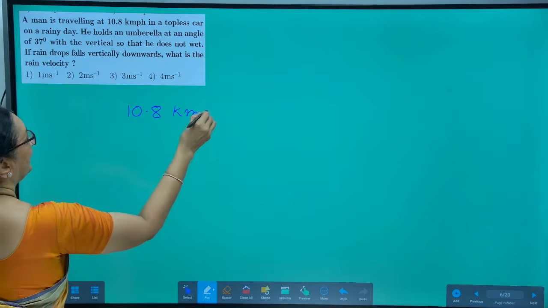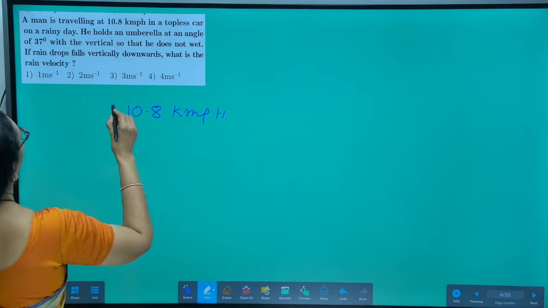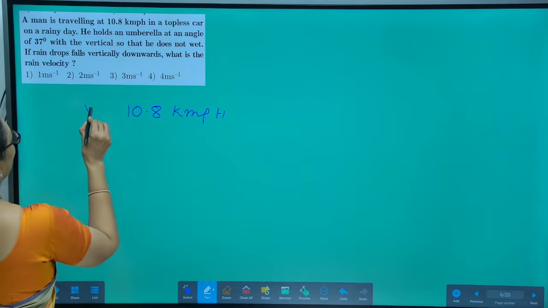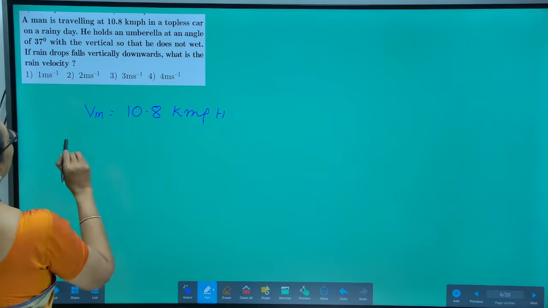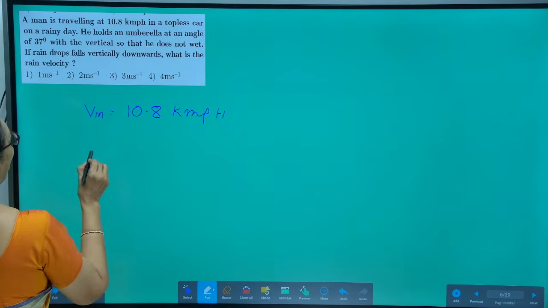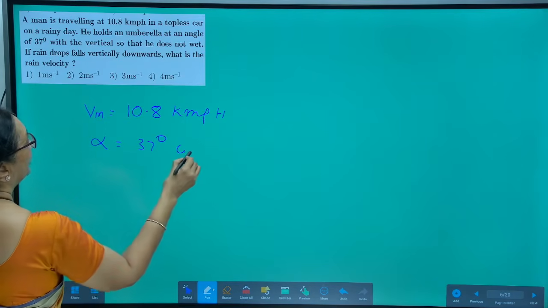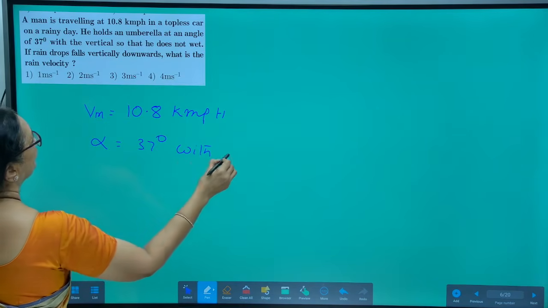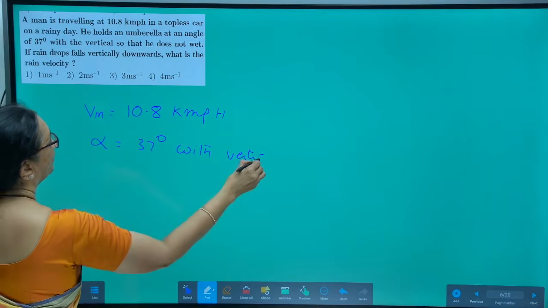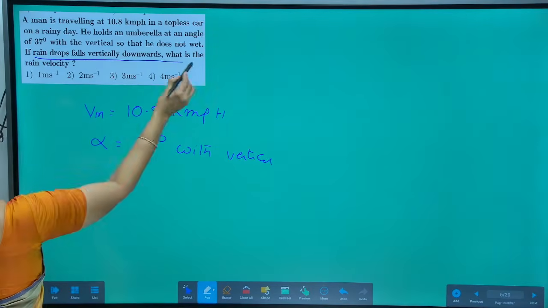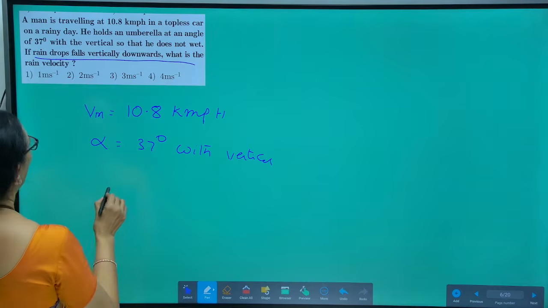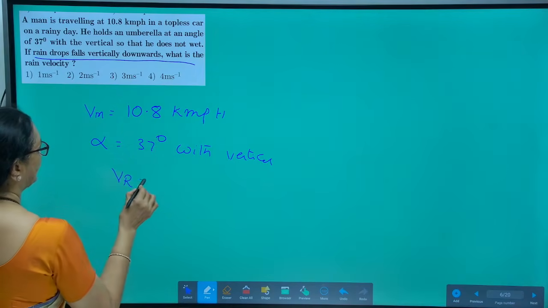A man is travelling at 10.8 kmph in a car on a rainy day. That is the velocity of man. He holds an umbrella at an angle 37 degrees with vertical, so that he is not wet. Raindrops fall vertically down. What is the rain velocity?